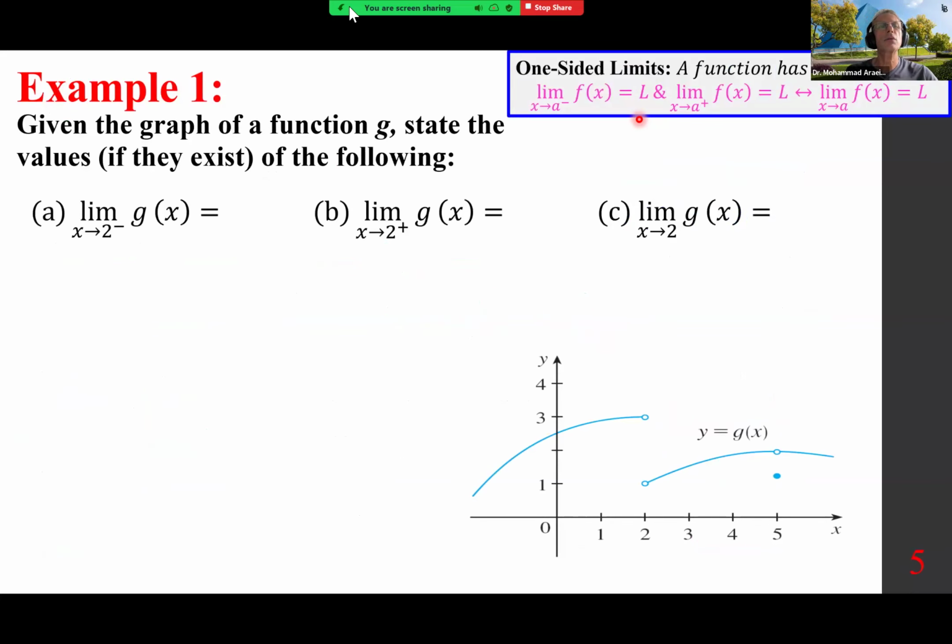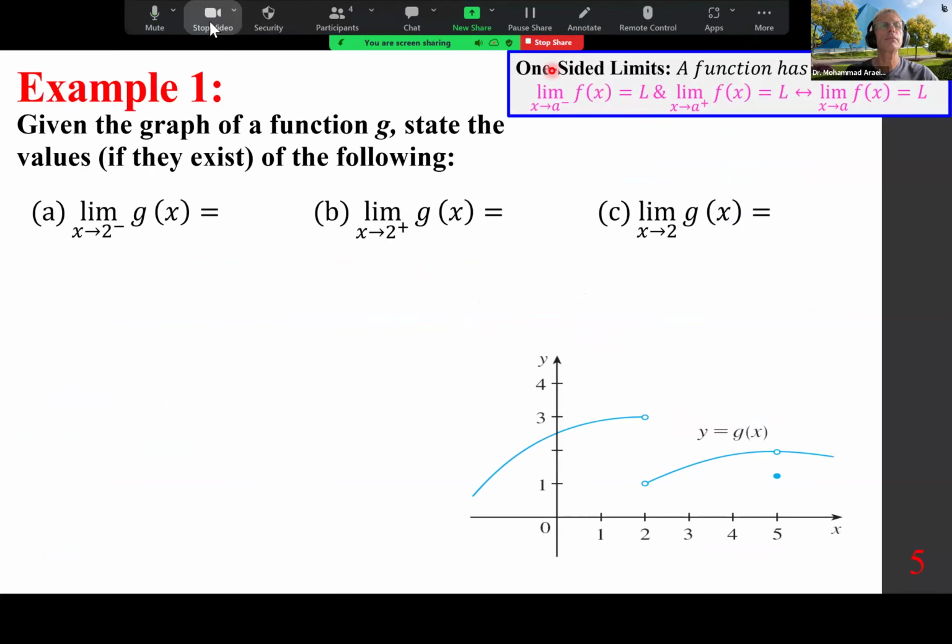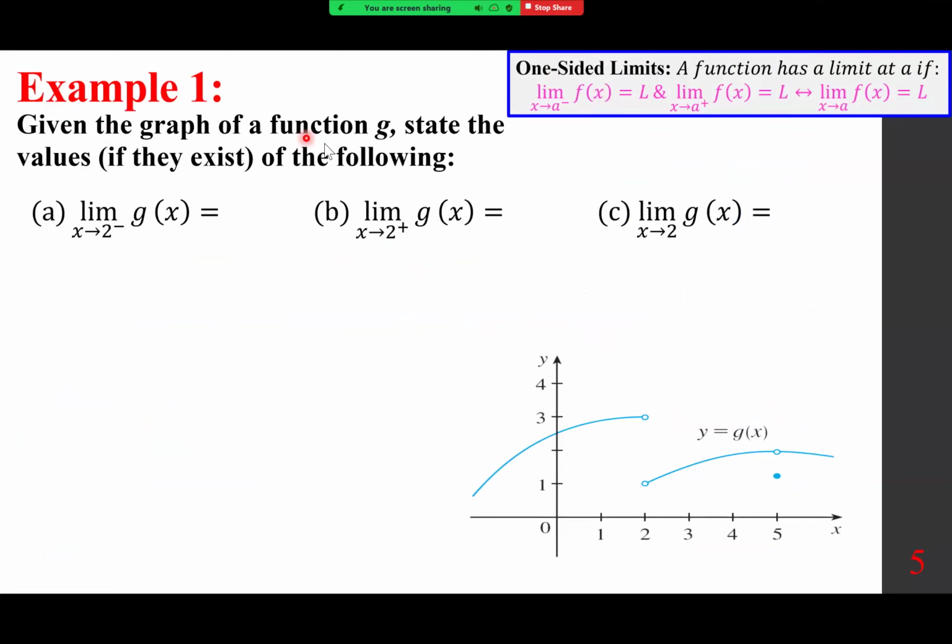Let's get started with the first example. Given the graph of a function, state the values. Here's the function, and we are really interested in finding the limit of g of x as x approaches 2. And therefore, we're going to look at one-sided limits, the limit from the left and right. As you recall, a function has a limit at a if the limit of f of x as x approaches a from the left equals L. Also, the limit of f of x as x approaches a from the right is L. Therefore, the limit exists and it's equal to L.